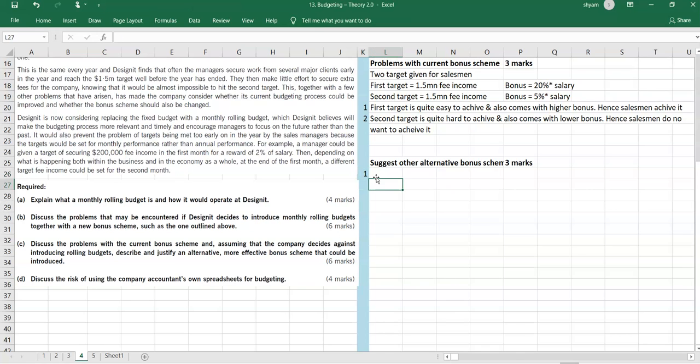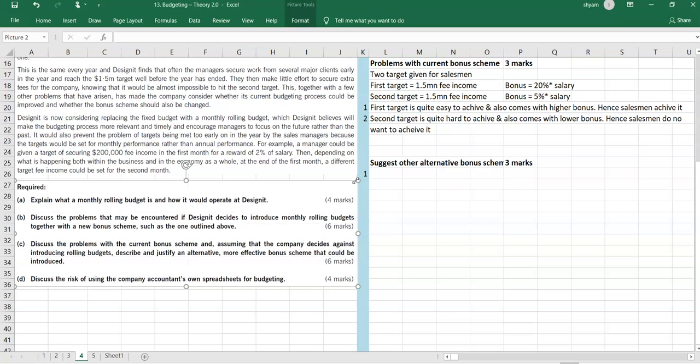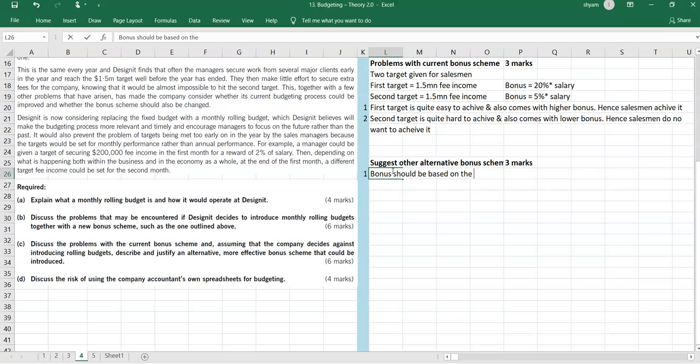So number one would be bonus should be based on the fee income and not the salary. Okay, so it should be something like this. Some X percentage of fee income.